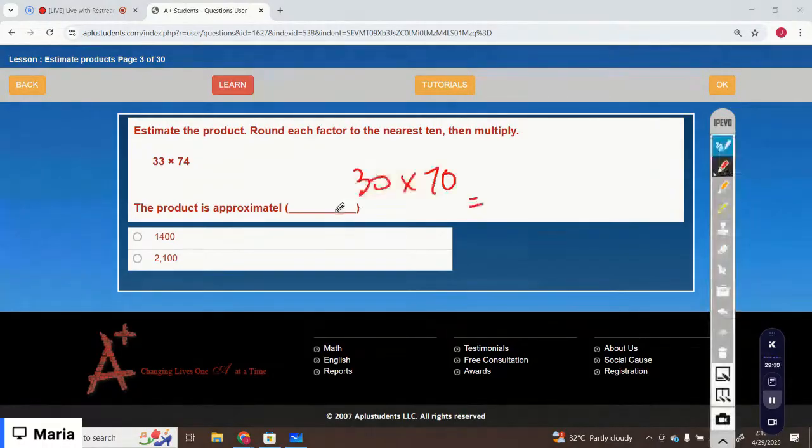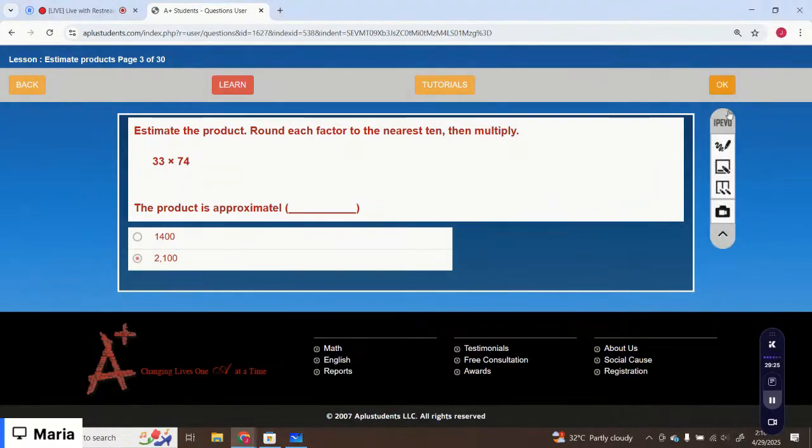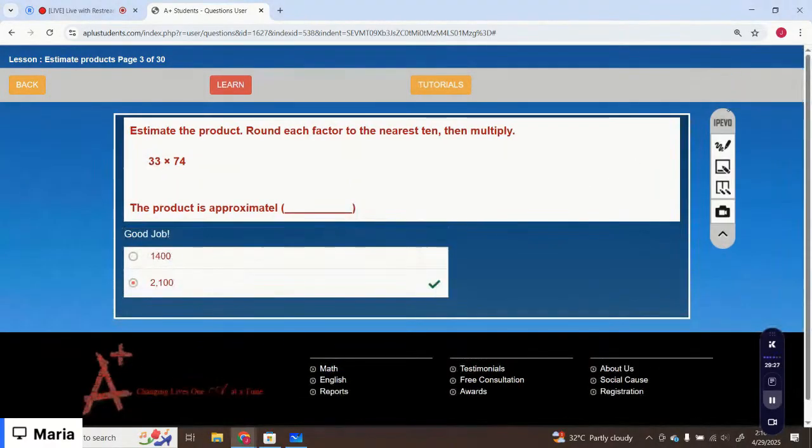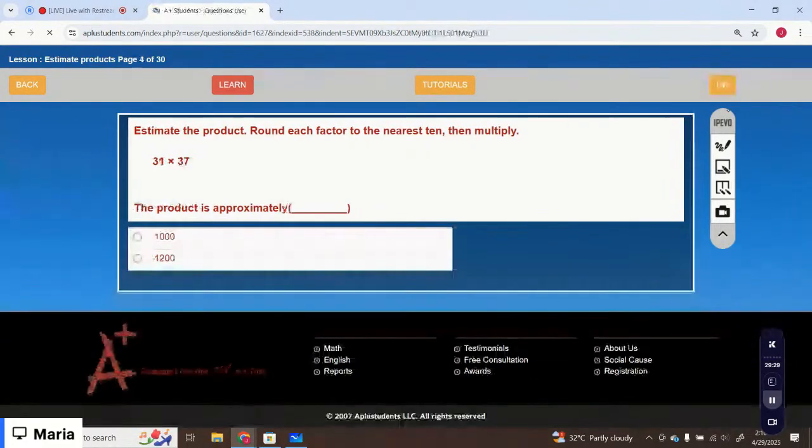1400. How 1400? That is, 33 is rounded to 30 and 74 is rounded to 70. 7 times 3 is 21. That is 2100. Option number two is the correct option.